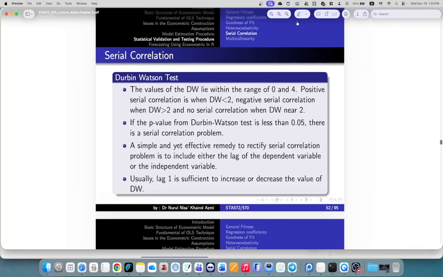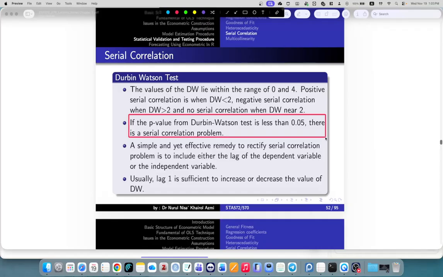For this particular test, we want to make sure that the p-value is more than 0.05, or else there will be a serial correlation problem. So this is an indicator of whether our data have a serial correlation problem or not using the Watson test. And how to remedy this? We can remedy this by including either the lag of the dependent variable or the independent variable. That's how we solve the serial correlation problem.